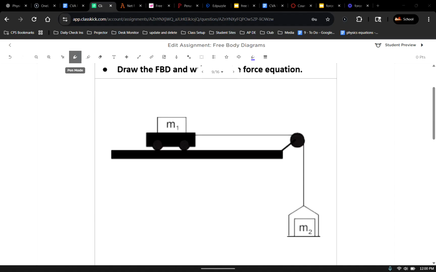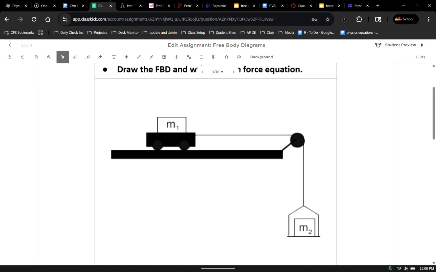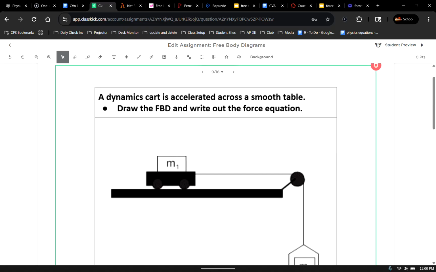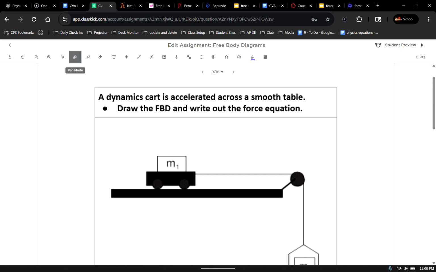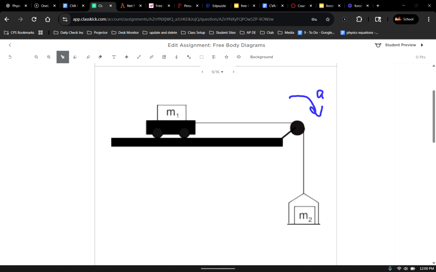All right, cars. Dynamics cart is accelerated across a smooth table. So this thing's acceleration is happening like this. The accelerations don't actually go in the free body diagrams, but you can draw them off to the side. Just don't connect them to anything because free body diagrams are forces only. I'm just making an indicator so we know which way we're going here.